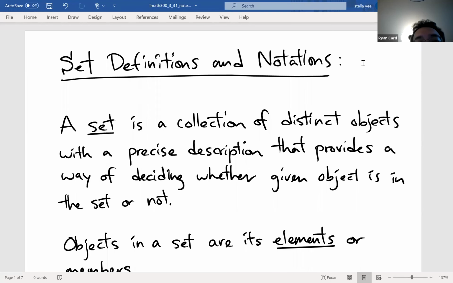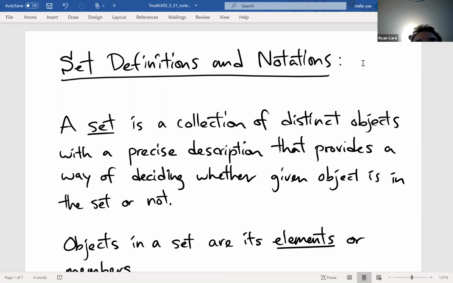Okay, so this is going to be a video on some basic set theory definitions and notations. You might have seen some of these already. Some of these might be new for you. But either way, I want everybody to be on the same page.